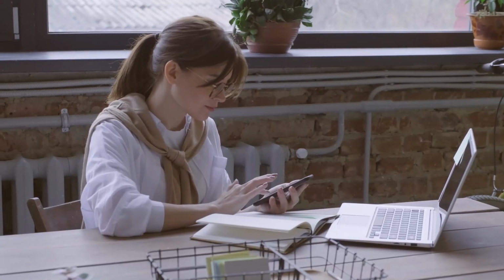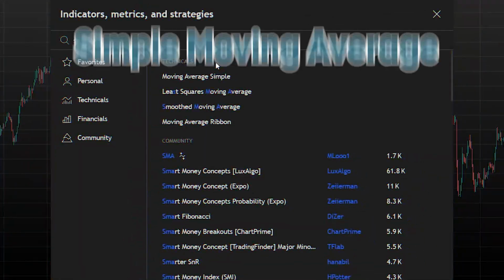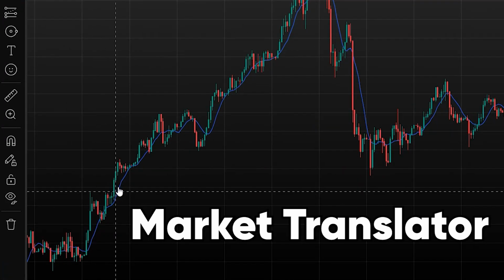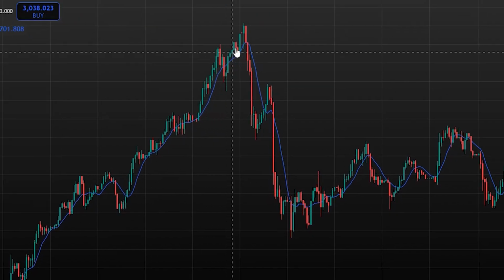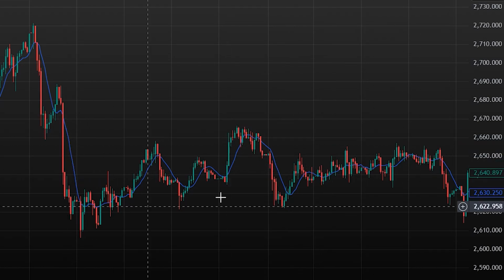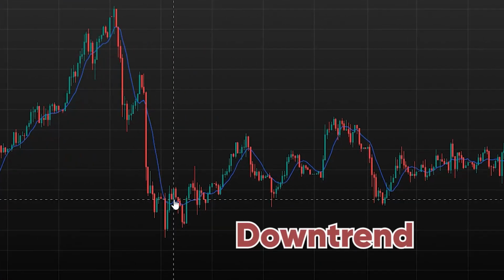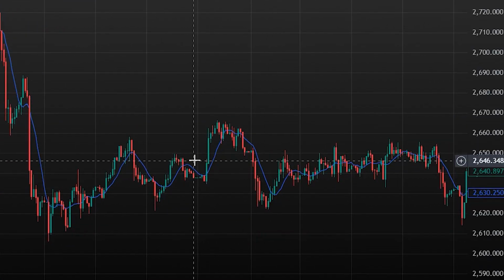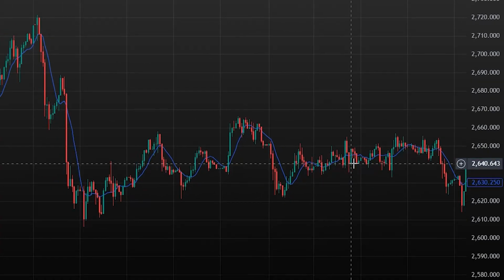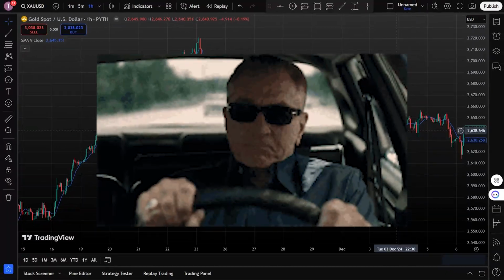If you're serious about understanding the market, there's one tool you absolutely need to master: the Simple Moving Average (SMA). Think of it as your market translator. It takes all that chaotic price action, all the ups and downs, and smooths it into a clear, readable line. But here's the big question: are we in an uptrend, downtrend, or just stuck in a range? The SMA cuts through the noise and gives us a straight answer. And trust me, trading without knowing the trend, that's like driving with your eyes closed.